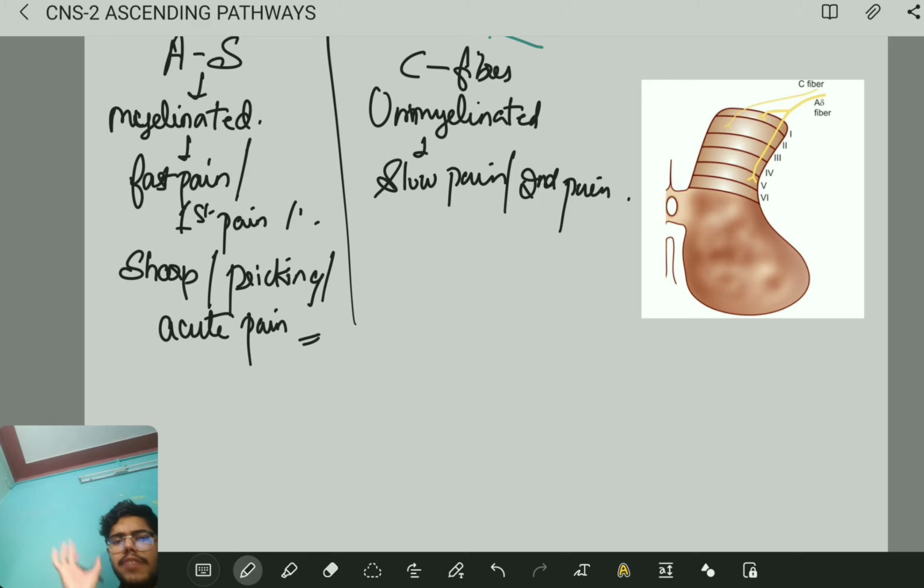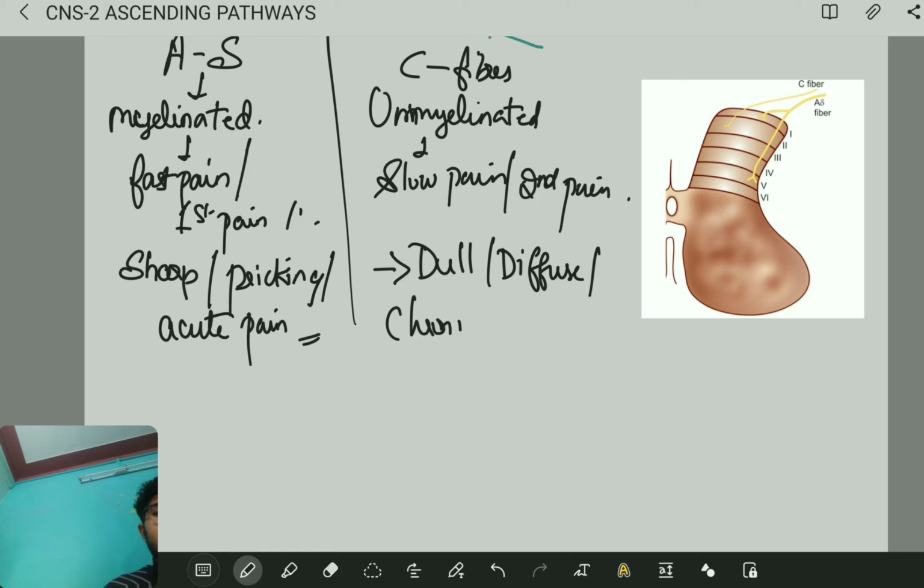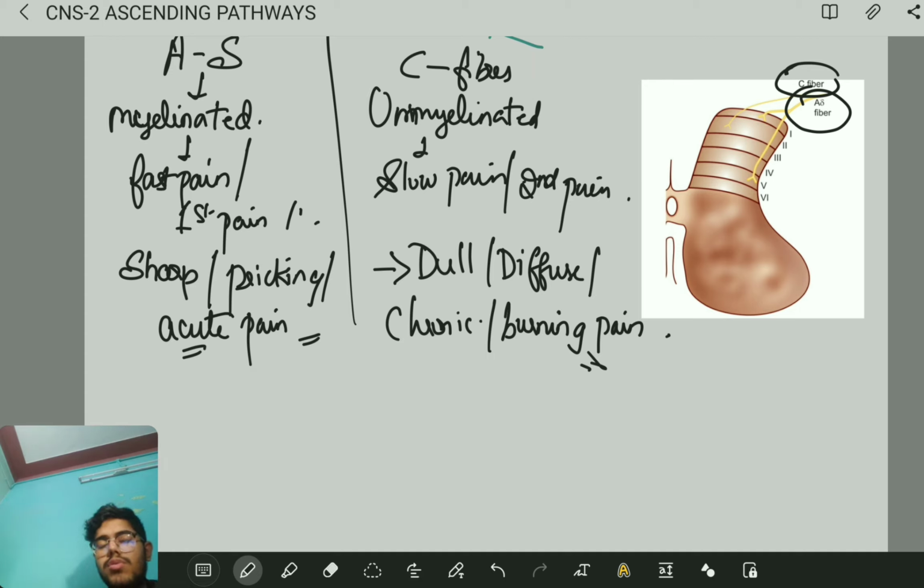Right? In C fibers, it will be very dull, diffuse. Look at the terms, diffuse. It is chronic, opposite to acute, and also we get a burning sensation. We call it burning pain. That's it. Look at this diagram. We have C fiber here and also A delta fiber here to give us pain sensation. We also differentiated between A delta and the C fibers.